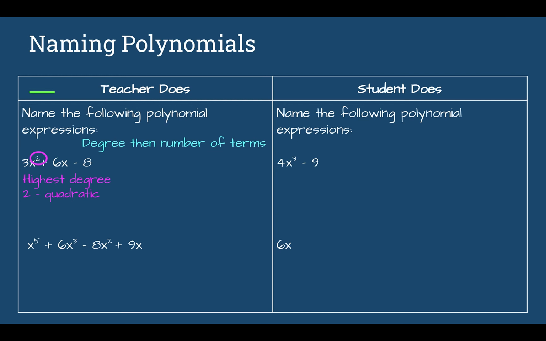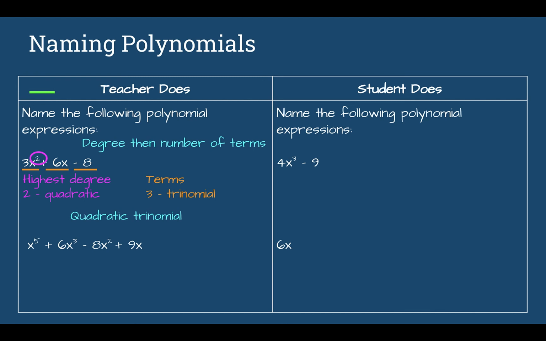Now, to get the second word, we are going to count the number of terms. So here, there are 3 terms. So 3 terms is called a trinomial. Now, when we put those two things together, we get the name of our polynomial. This is a quadratic trinomial. Both words together make that name, quadratic trinomial.